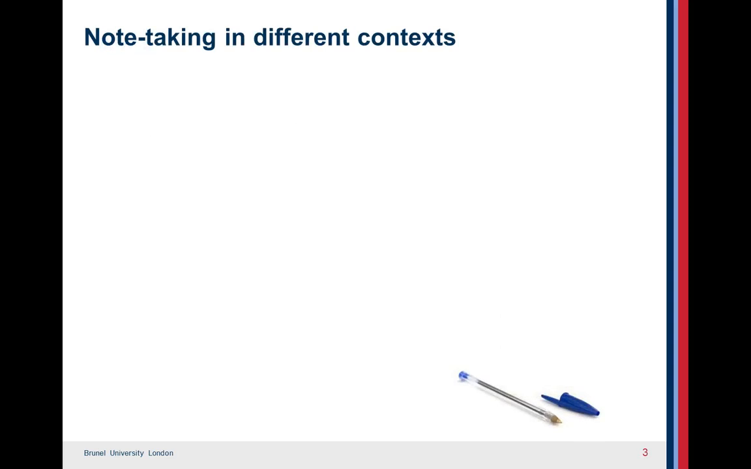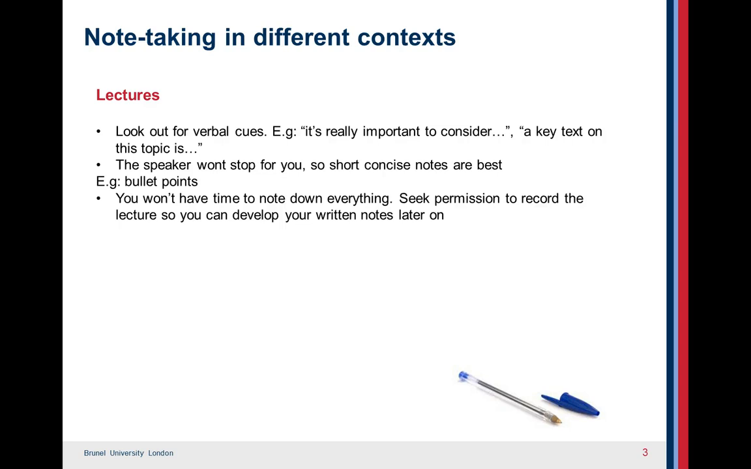Note-taking can take place in different contexts. At university, one of the main places that you might take notes is during lectures. Look out for verbal cues when the teacher says it's really important to consider, or a key text on this topic is. These verbal cues can be considered as clues, as they are telling you what's really important and that's something that should be noted down. During lectures, the speaker won't stop for you, so short, concise notes are best.